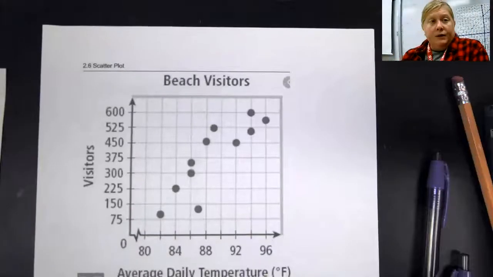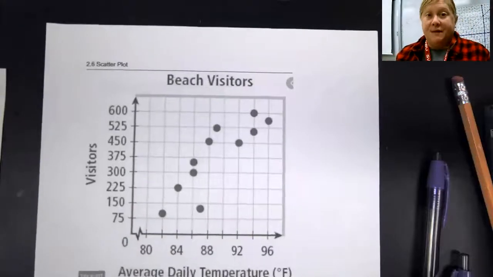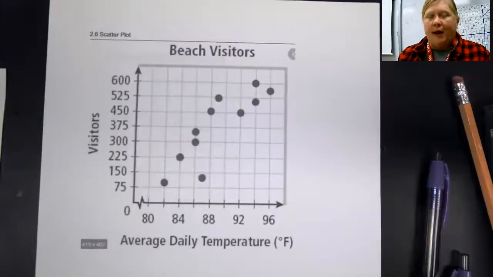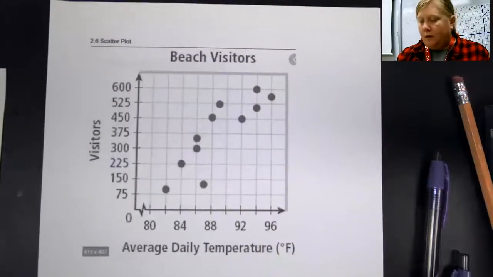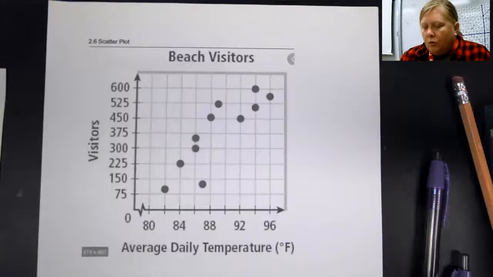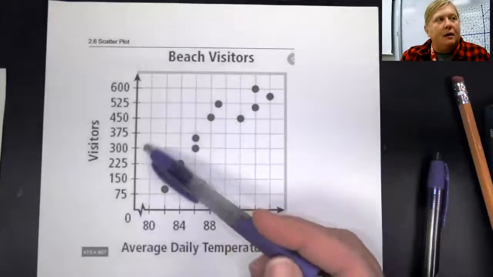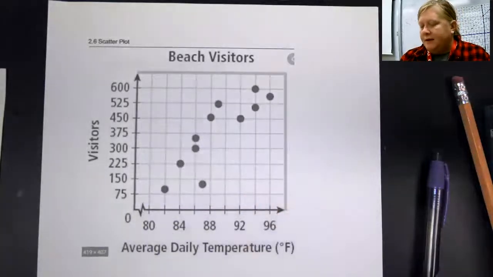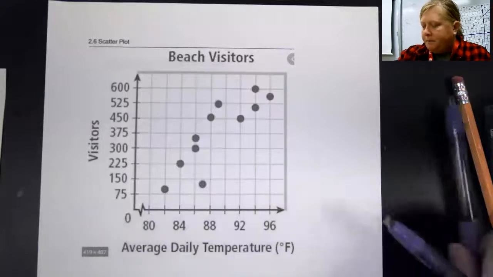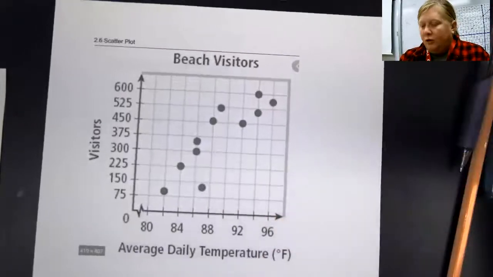Hi friends, we're going to do 2.6 scatter plots. So you have this in front of you, okay? One of the first things with the scatter plot, let's take notice. This is average daily temperatures and beach visitors. We're seeing as you increase in temperature, do more people go to the beach? And so you have plotted this.